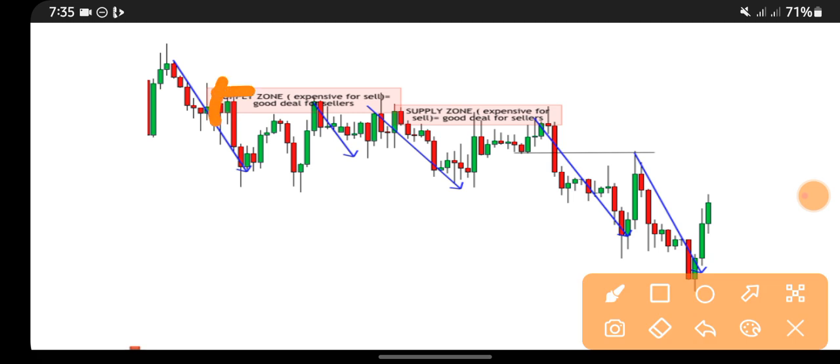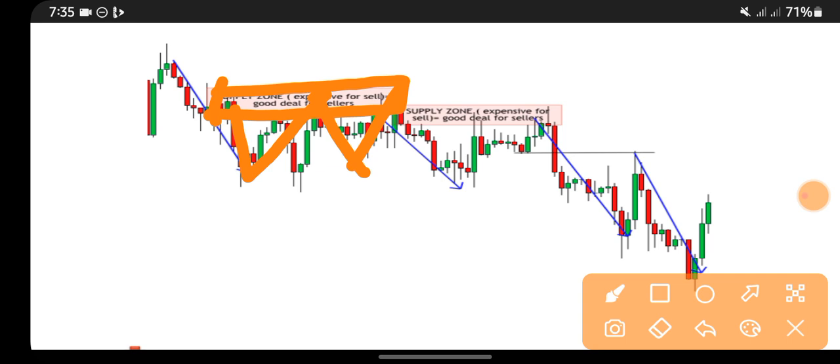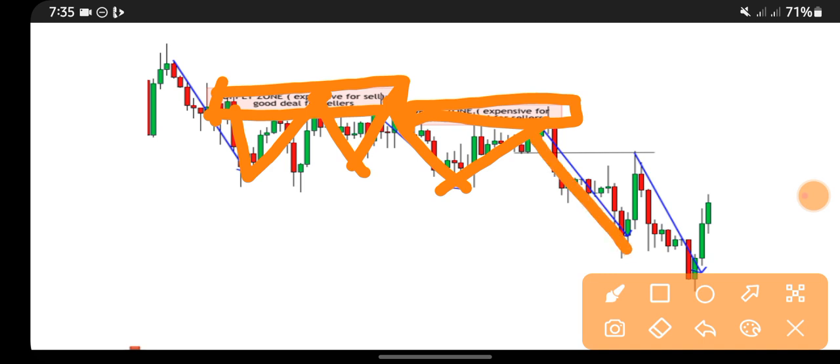This is an example of a supply zone, and as you can see, anytime the price came there, sellers added to their positions. Okay, another supply zone here. Anytime the price came there, sellers added to their positions. So you wait for the price to come to a supply zone.